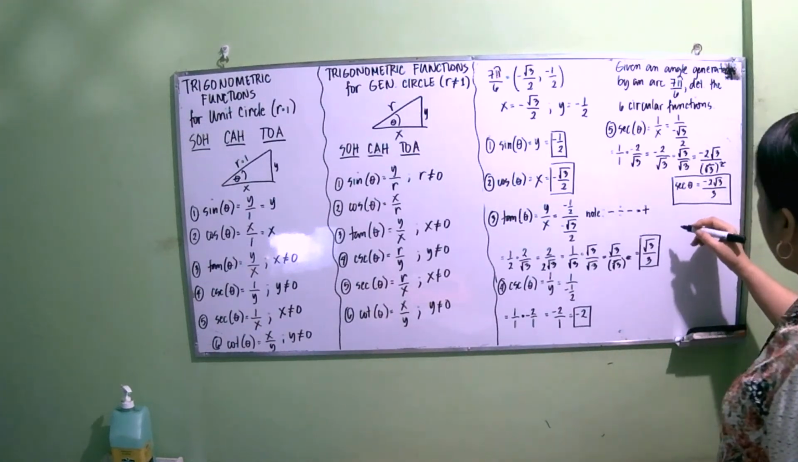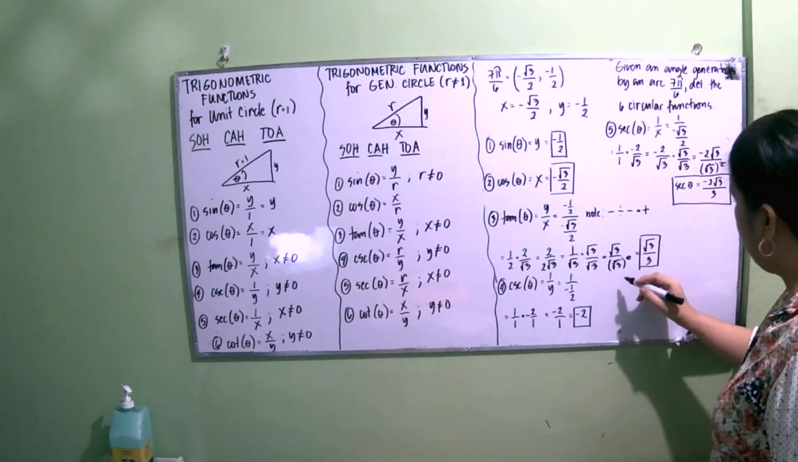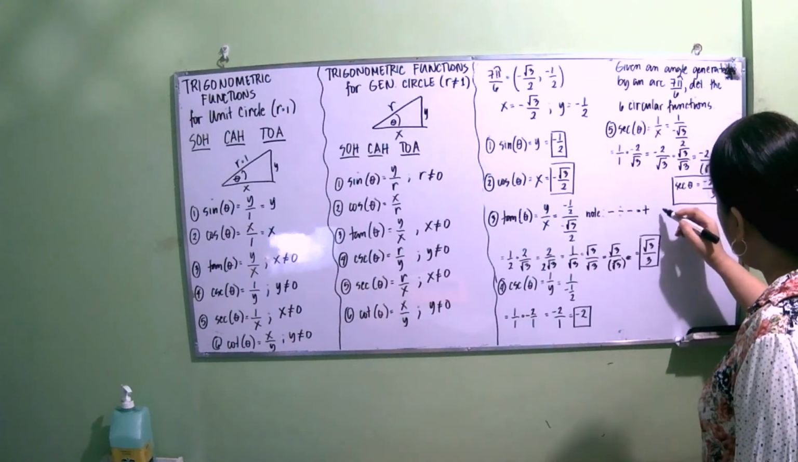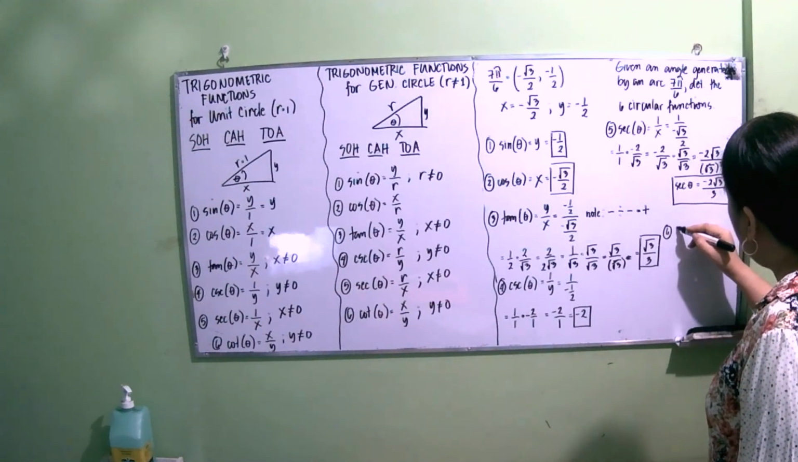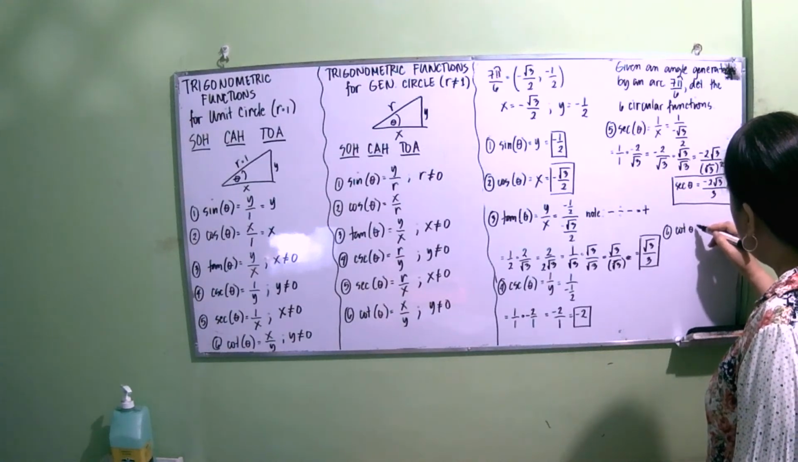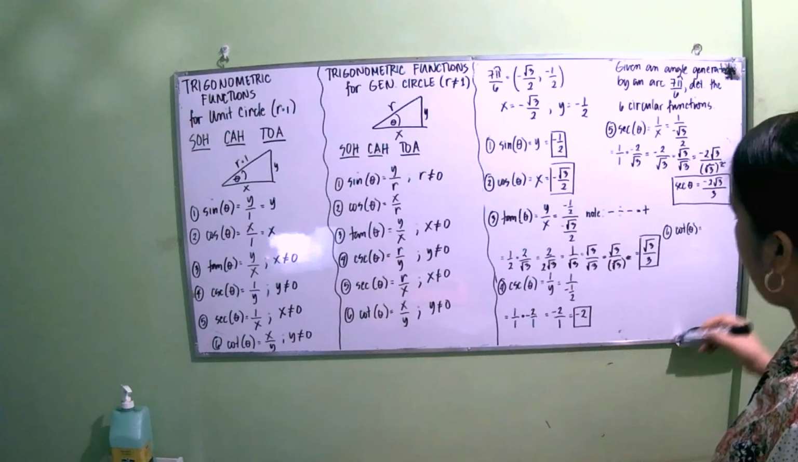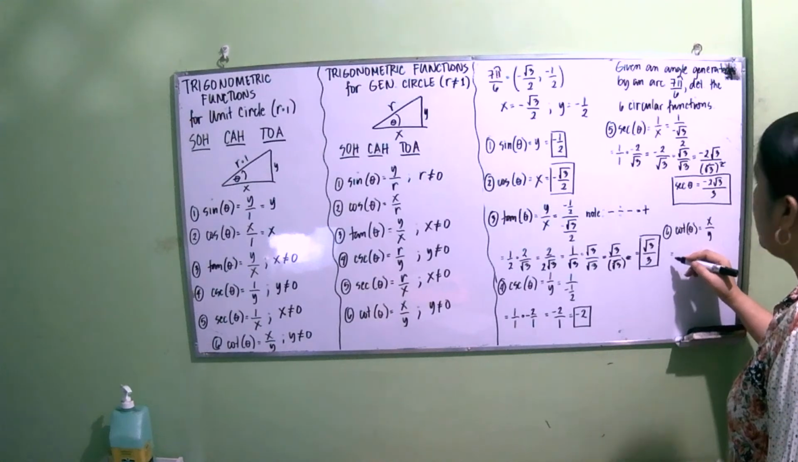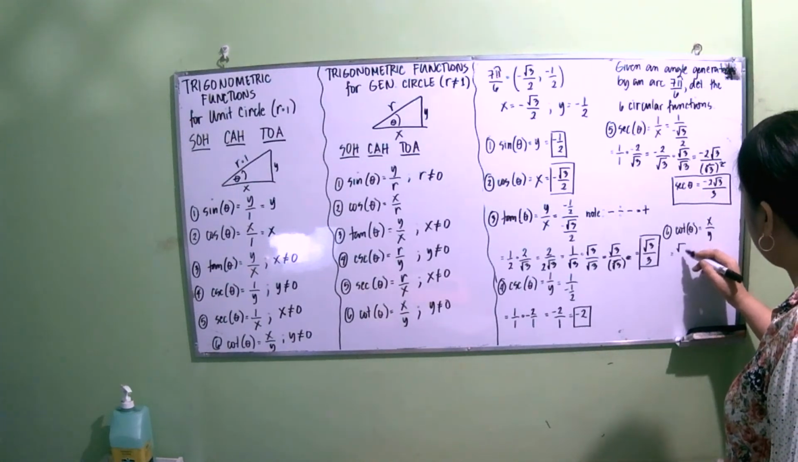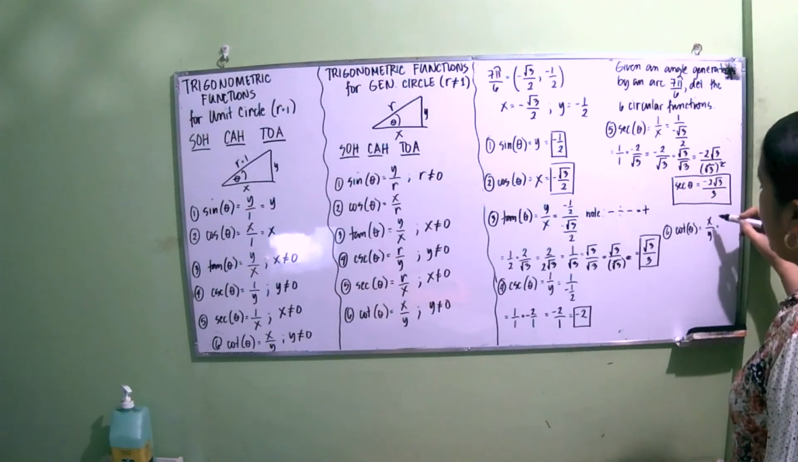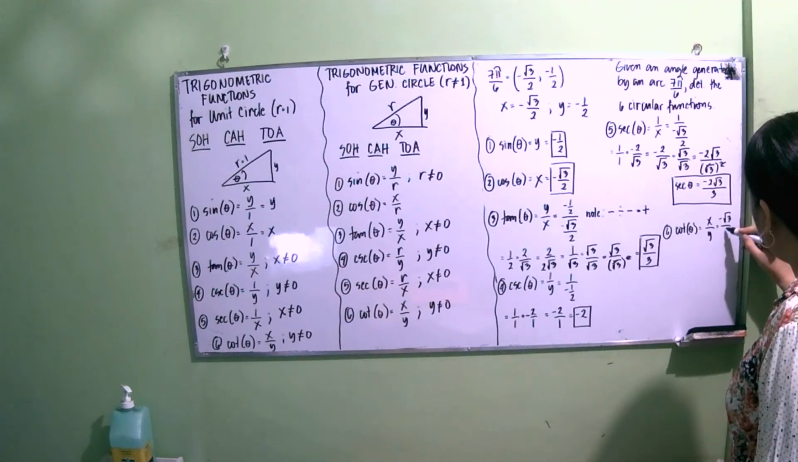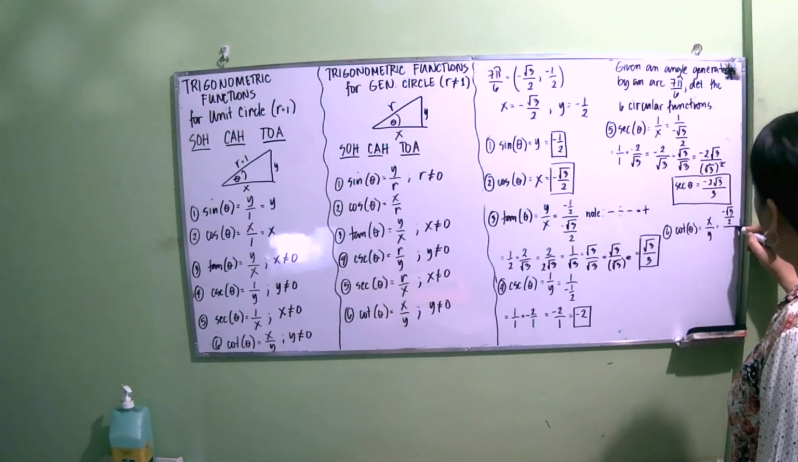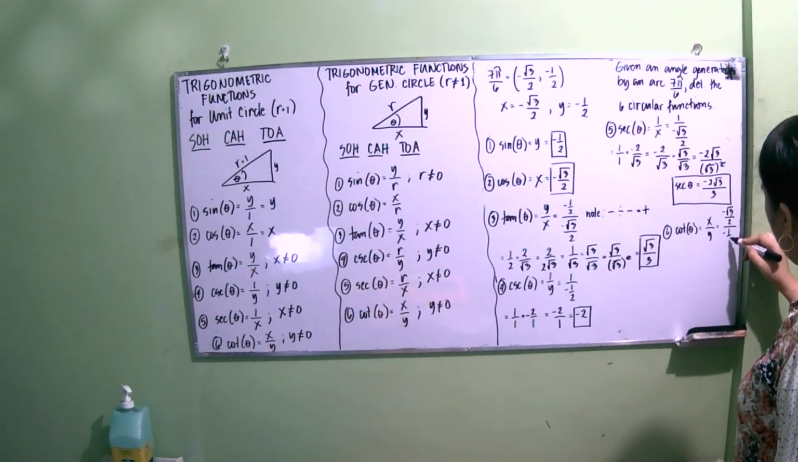Last, let's have the cotangent. Aha. Teka ha. Dito na lang si cotangent ha. We have cotangent theta, wherein ang formula natin is x over y. X over y. So, let's have the value. So, ang x natin ay negative square root of 3 over 2 over, ang y natin is negative 1/2.